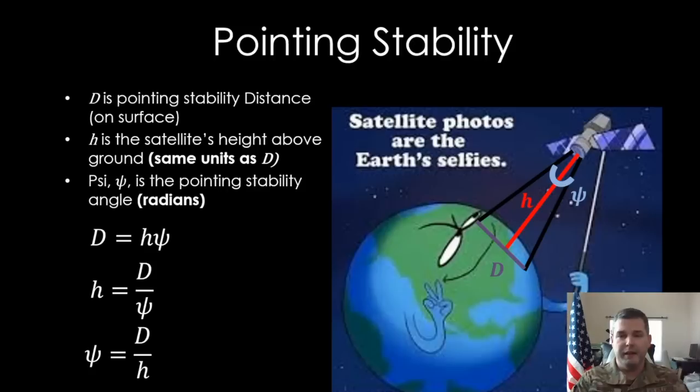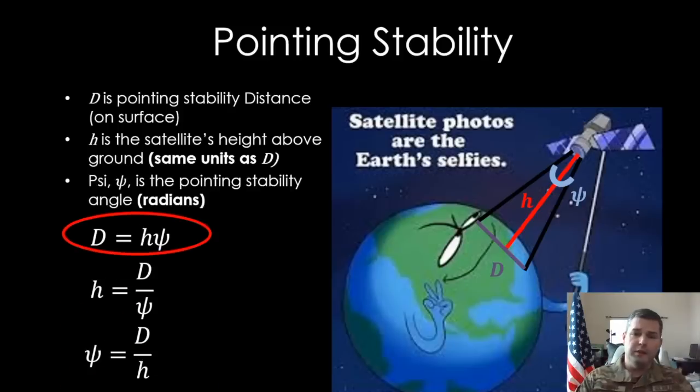So pointing stability, what is it? What's the equation? How do we calculate it? The big thing to remember is we can ask you this question in 3 different ways. There are 3 terms in the equation, and we can give you any 2 and ask for the other. It only shows up in one form on your equation sheet, and that is D equals H psi. So D is the pointing stability distance on the surface.